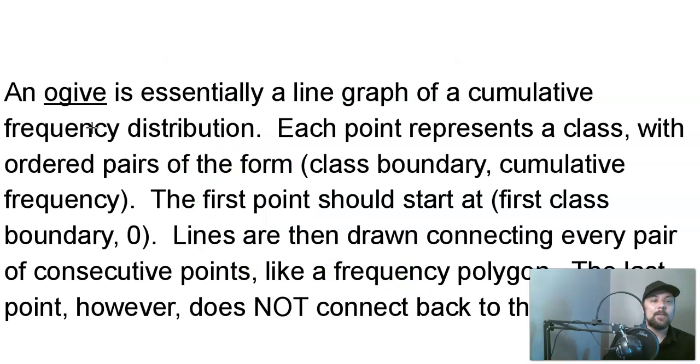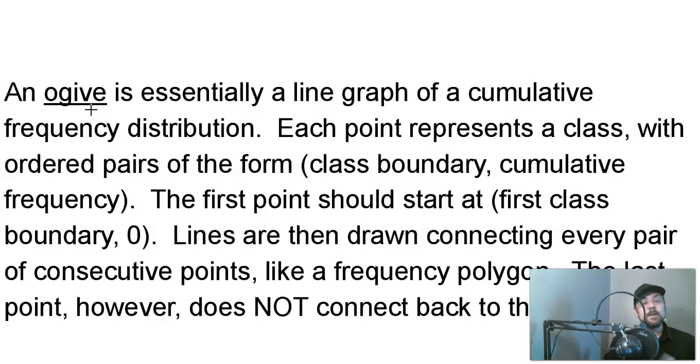An ogive is essentially a line graph of a cumulative frequency distribution. So if you go back to section 2.1, we talked about frequency distributions, relative frequency distributions, and then cumulative frequency distributions. So all three of those types of frequency distributions can be graphed as line graphs. And so that's what we're going to be doing with the ogive. We're going to be graphing a cumulative frequency distribution as a line graph. Each point represents a class with ordered pairs of the form class boundary, comma, cumulative frequency.